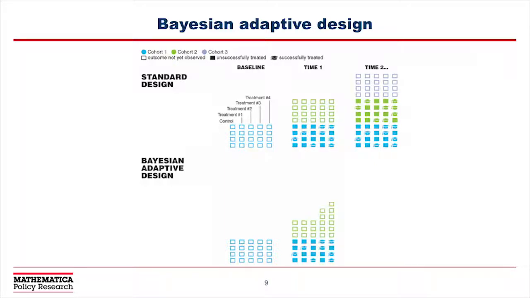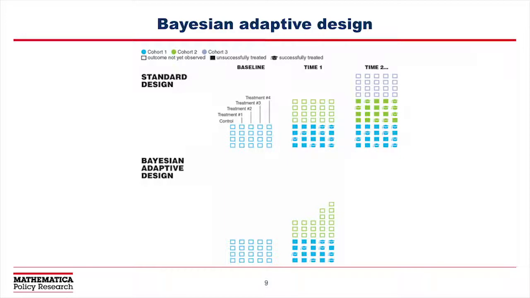Okay, I'm going to pause here because I think if there's one slide you remember from the whole talk, this is the one to remember. This is really the crux of the matter here. Under the Bayesian adaptive design, at time 1, we've observed some preliminary outcomes. We know whether folks are missing their visits or not, preliminarily for the folks in cohort 1. And we are going to use that information to adapt. We're going to learn as we go.